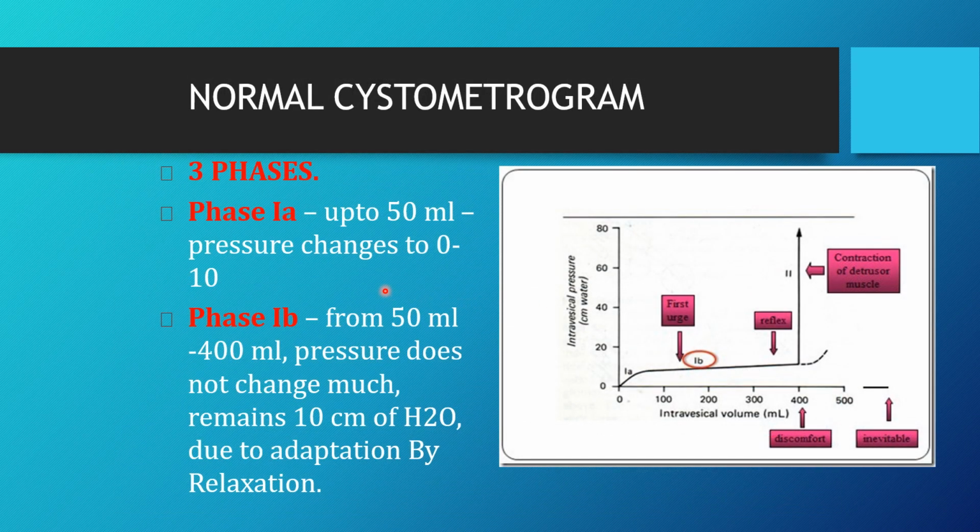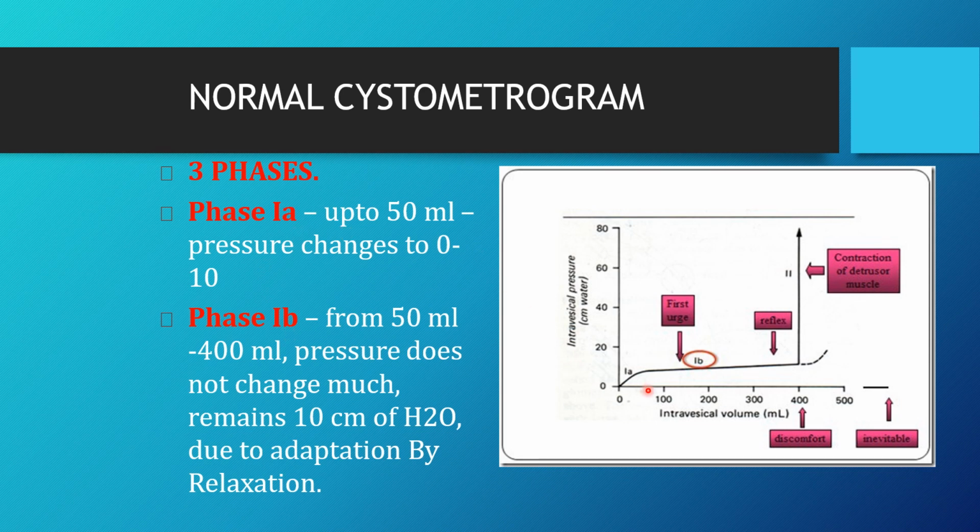And the normal cystometrogram has three phases. So this cystometrogram is itself a short question. It is very, very important, both for theory and also as a practical chart. This is given as a chart for you in the practical exam, so you have to answer the questions. So there are three phases: phase 1A, 1B and 2.